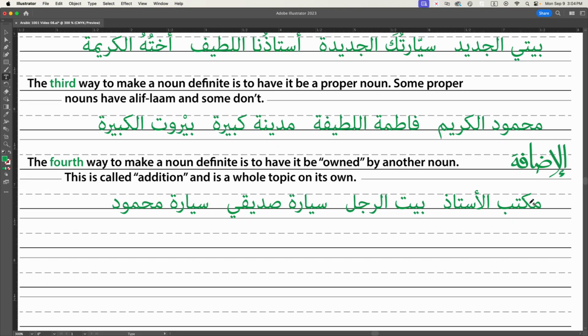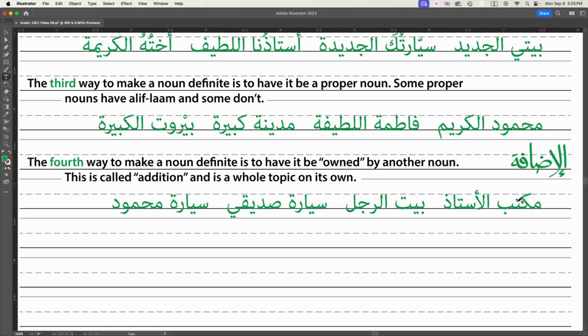So mektab is office. Al-ustadh is the professor. So Mektab al-Ustadh means the office of the professor or the professor's office. Because mektab is owned by the professor here, it's definite, even though it doesn't look definite, and in fact it can't be made to look definite.